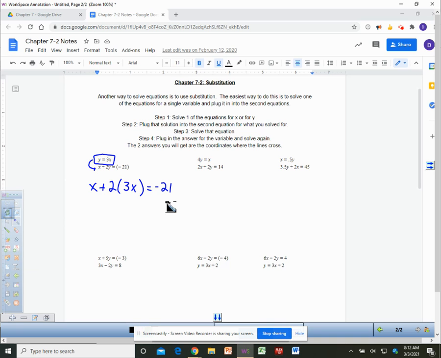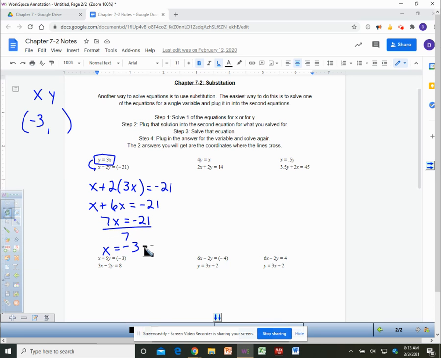Okay? Now, we're going to solve this. So I'm going to multiply: x plus 6x equals negative 21. 7x equals negative 21. So then how do I figure out what x is? Negative 21 divided by 7. x equals negative 3. So that's my x value. Remember, I need an x value and a y value. So my x value is negative 3.